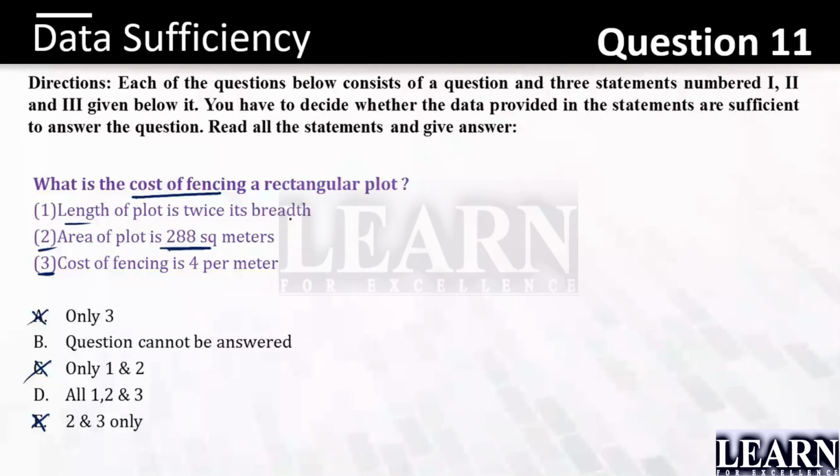Yes. Now with this, I can get to know what will be the length, what will be the breadth. By combining 1 and 2, you'll get to know what is the length and breadth. If you know that, cost of fencing is also done. So I can say all 1, 2, and 3 is sufficient or is required to answer the question.